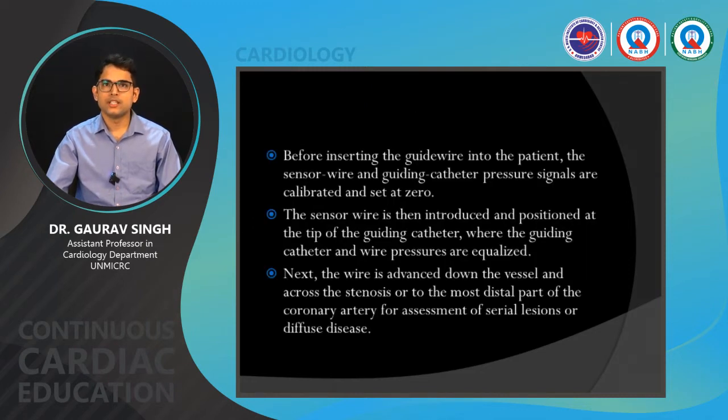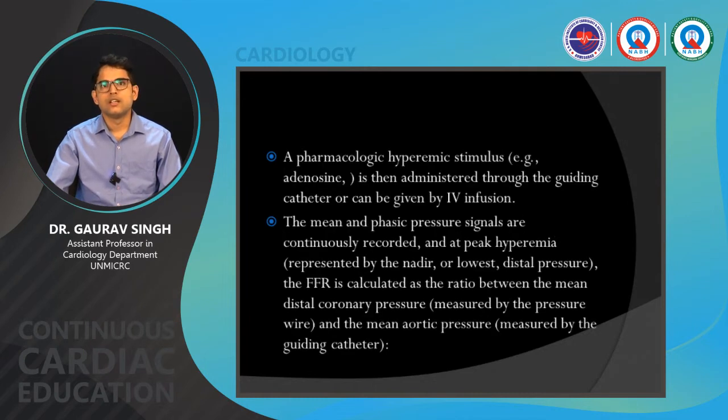Before inserting the guide wire into the patient, the sensor wire and the guiding catheter pressure signals are calibrated and set at 0. Then the sensor wire is introduced and positioned at the tip of the guiding catheter, where the guiding catheter and the pressure wire pressures are equalized. Next, the wire is advanced down the vessel and across the stenosis, or to the most distal part of the coronary artery for assessment of serial lesions in case of diffuse disease.